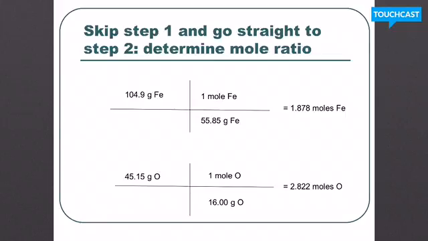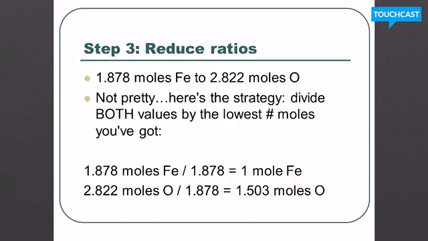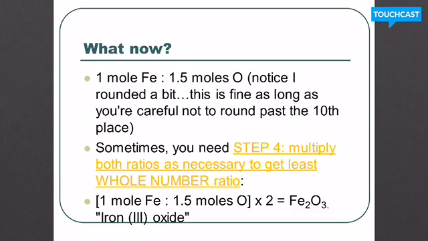All right, so here comes step 3. So in step 3, what you're going to have to do is reduce those ratios. And the way you do that is you just divide by the lowest value that you have. The lowest value we have is 1.878. So take both of those moles and divide by that value. Okay. Even when we do that, we still have this ratio that is not very pretty looking. It's basically a 1 to about a 1.5 ratio. All right, well, what do we do now?